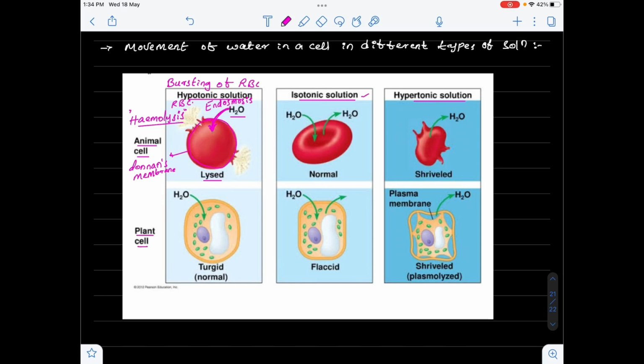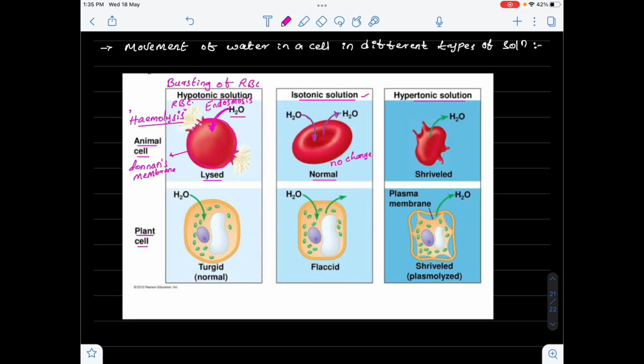and when the same RBC is placed in isotonic solution, the osmotic entry of water inside the cell is equal to the exit of water outside the cell. So in such cases, there is no change in the cell shape or size. So the cell would be normal.